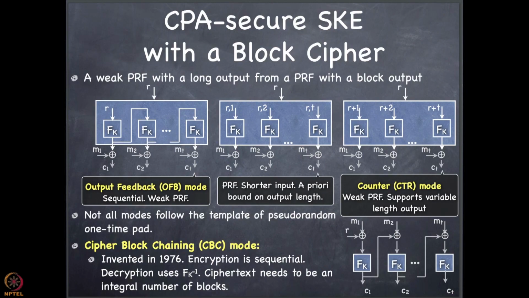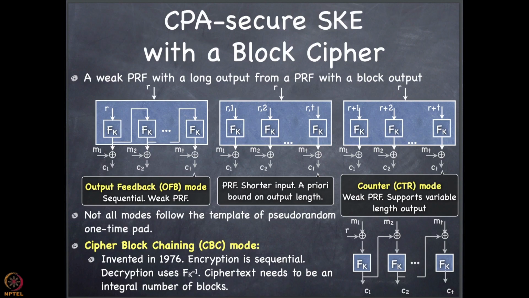One is that encryption is sequential. Decryption, though, is parallelizable, because to carry out the decryption, which is going back, all you need is the previous ciphertext block and the current ciphertext block, and you can get the current message block.